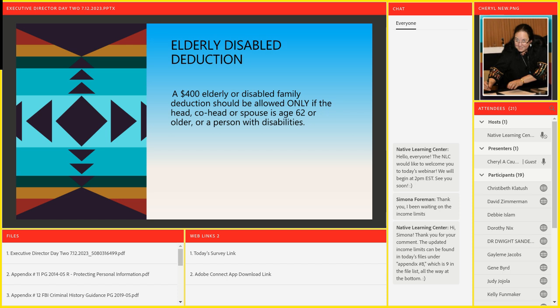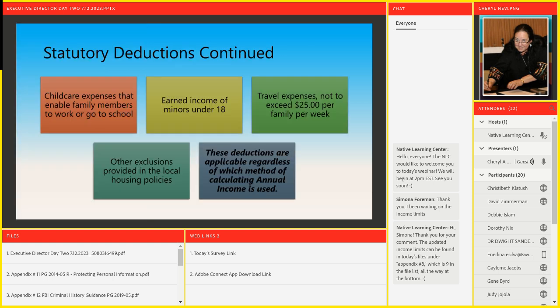Same scenario, 40 and 45, our daughter is disabled. We're not a disabled household because the disabled person is not the head, co-head, or sole occupant, okay? So that's the special conditions that you have to make sure that they understand.